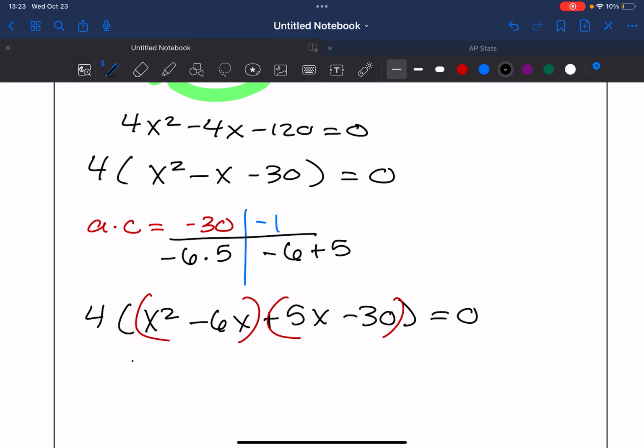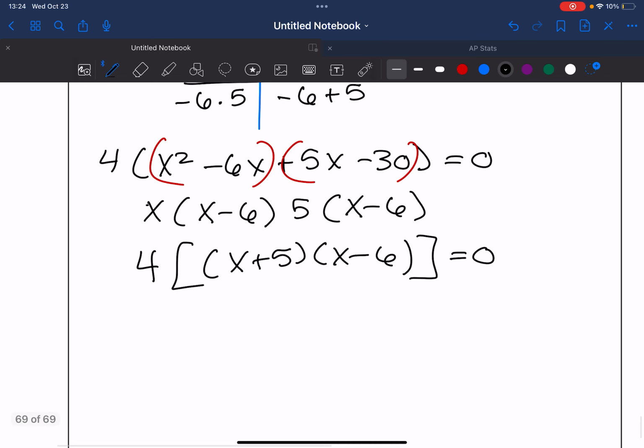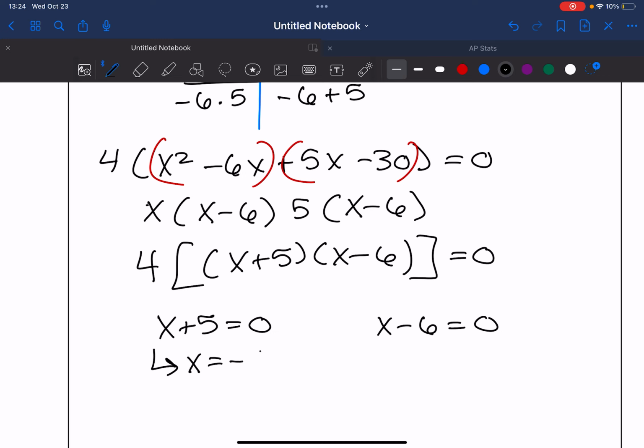So in the first parenthesis, I can take out an x and I'm left with x minus 6. And in the second parenthesis, I can take out a 5 and I'm left with x minus 6. Okay? Which means I have x plus 5, x minus 6. I bring down that GCF of 4 equals 0. So then I have x plus 5 equals 0 and x minus 6 equals 0.